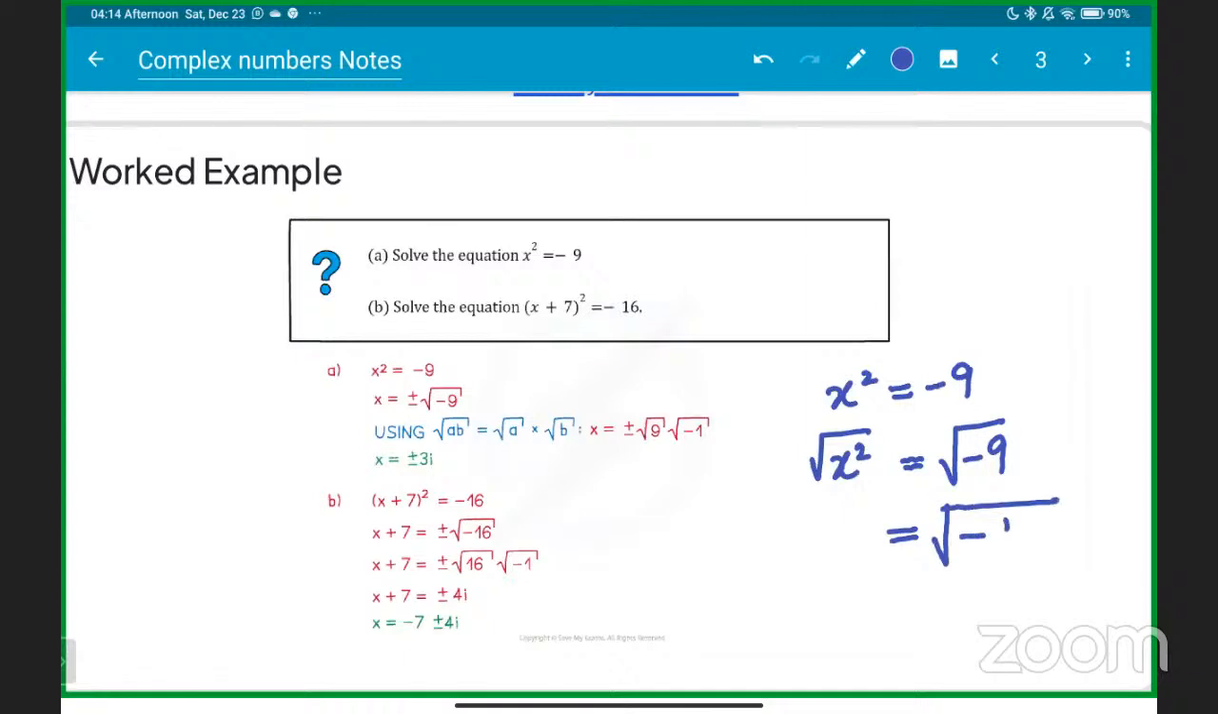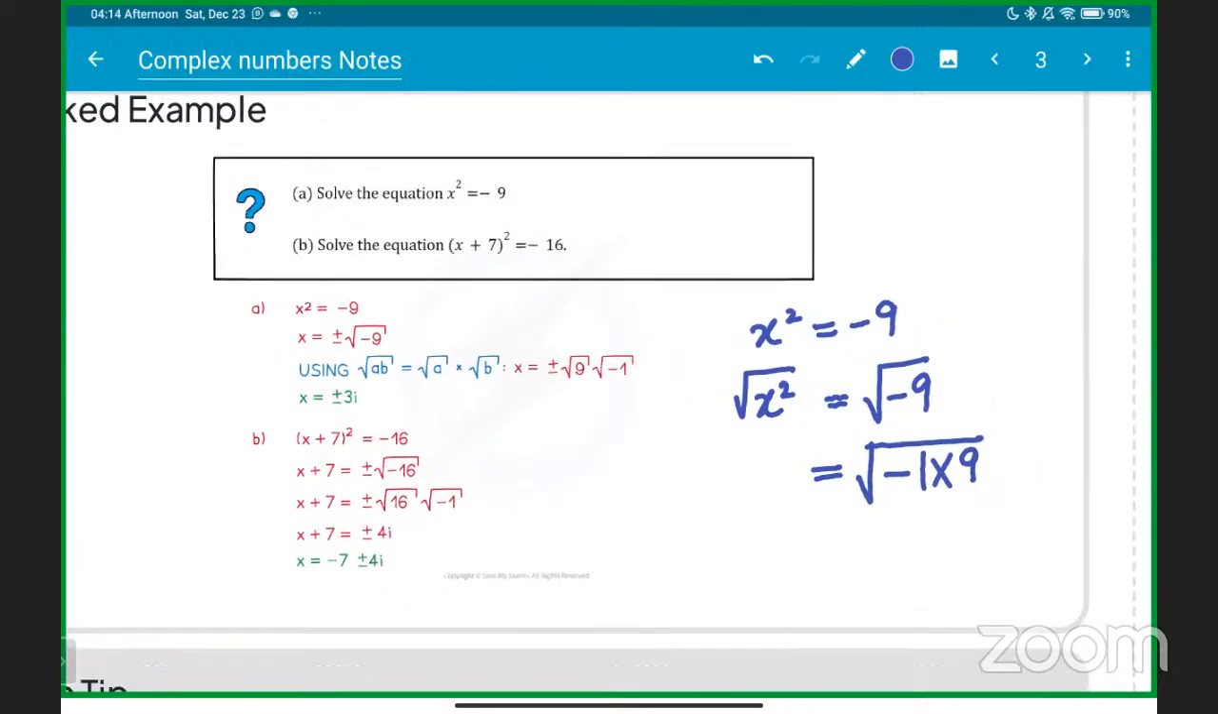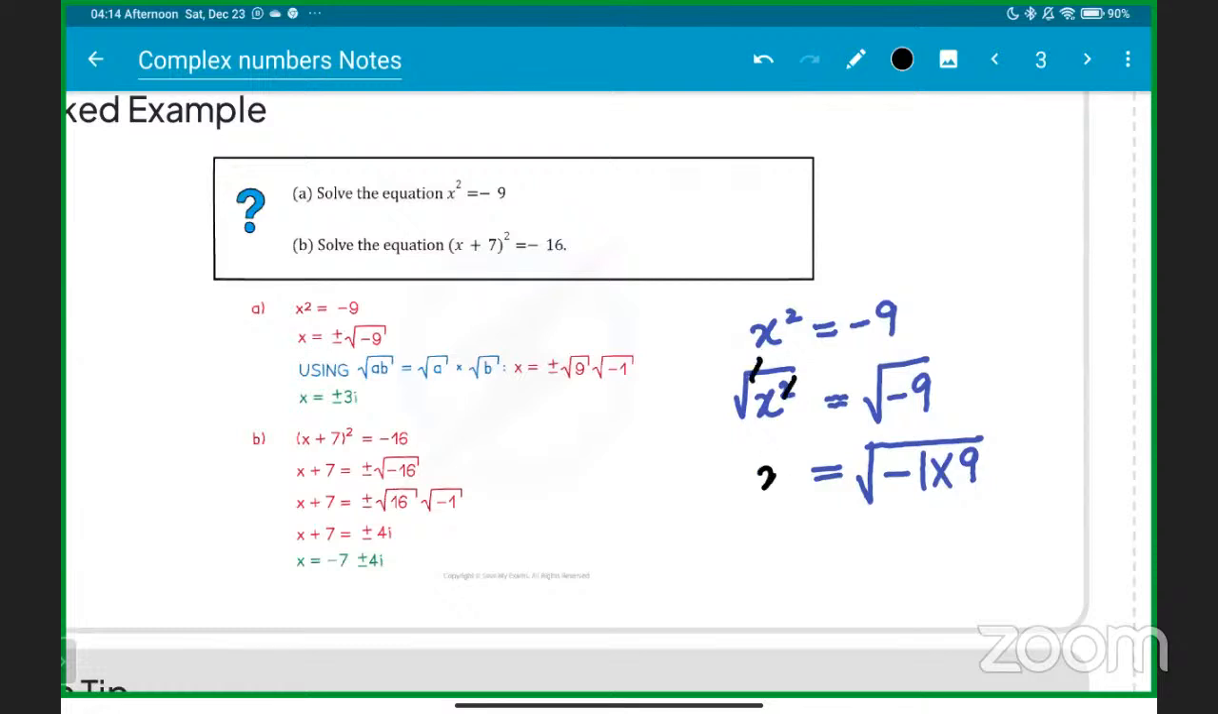Follow that minus 9 can be written as minus 1 times 9, right? Can we write minus 9 as minus 1 times 9? So we got x equals square root of minus 1 times 9. This will be minus 1 separate and 9 separate. You already know the square root of 9 is 3.